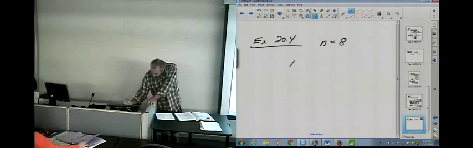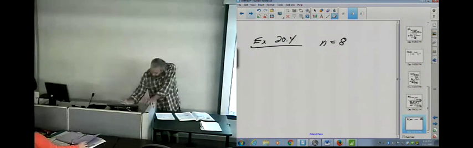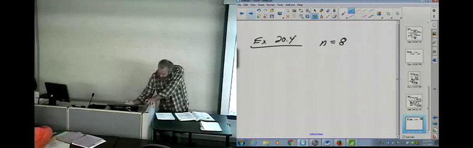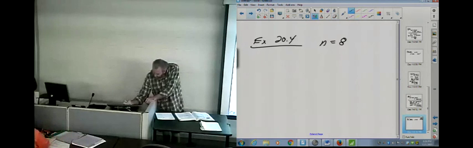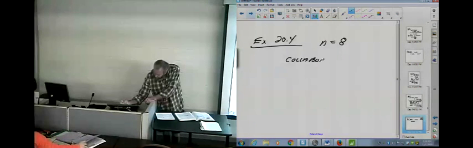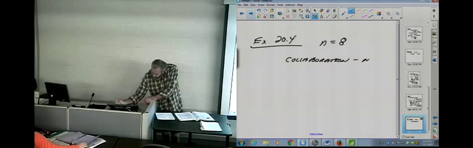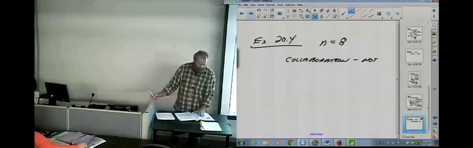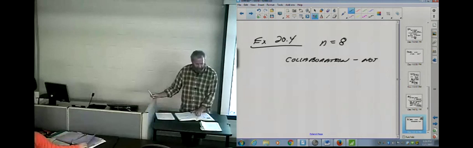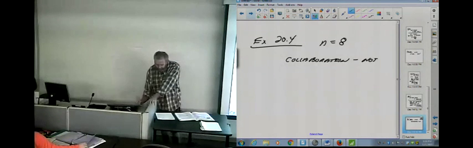I want to set up a test, and I'm going to do it like this. The differences that I'm looking at: I'm going to take collaboration minus not. That's what they did, right? They took 16 minus 0, 16 minus 1 is 15. That's the differences, okay? So I'm going to do that.